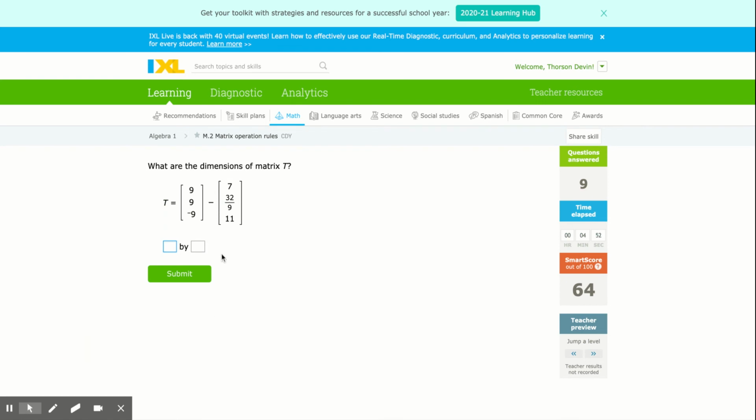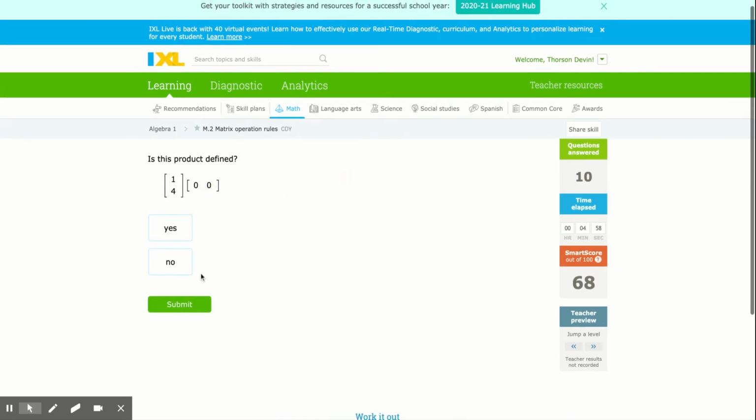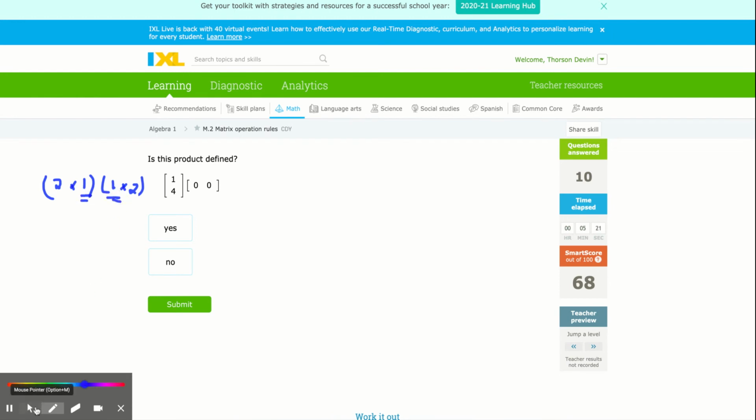Again, here we are just subtracting two matrices of the same size, which we can do, 3 rows, 1 column. Again, does the number of columns, I have 1 column because that first matrix is a 2 by 1, match the number of rows of the second one? The number of rows is a 1, it's a 1 by 2. And those middle numbers, or the number of columns, does match the number of rows. So yes, it is defined.